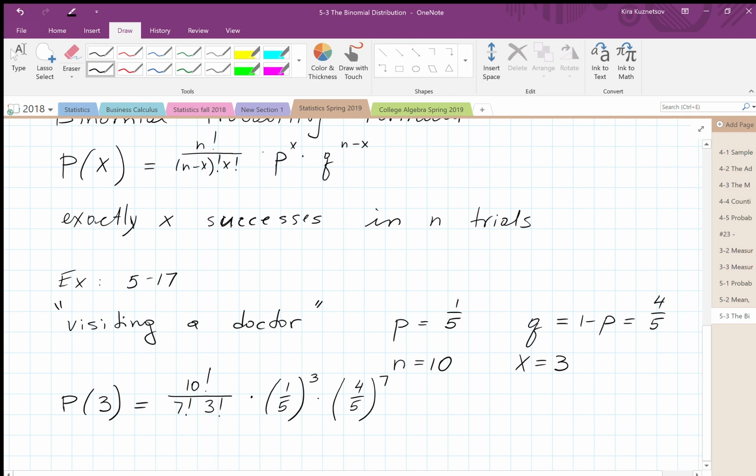So this is how you want to read. This is called the binomial coefficient. It's the choosing numbers, and then you have your probability of success. So you have 3 successes, therefore you have 7 failures. Those probabilities are shown as the power.